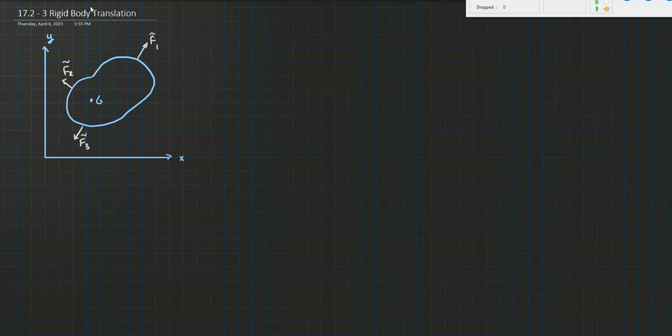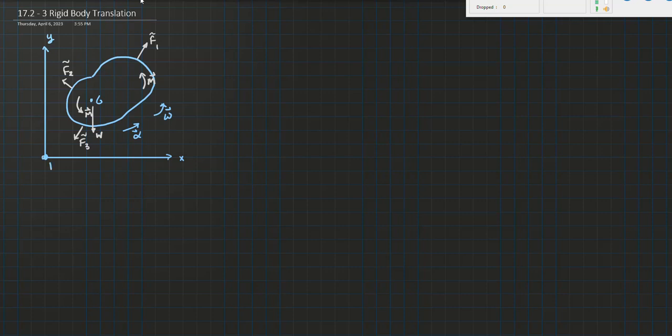Let's make that a 2. And there can be moments on this thing. We can have a weight that we will center at the center of gravity. And we can get a resulting angular acceleration and angular velocity.